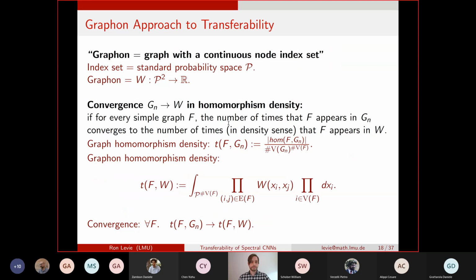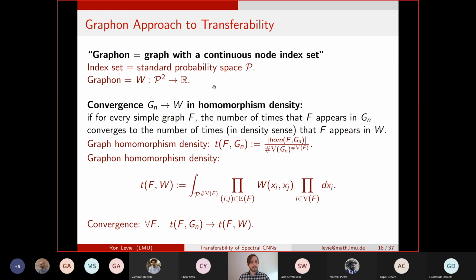Okay, now I want to talk about the second approach to transferability. This is the graphon approach. So let me start with a reminder on graphon analysis. If you don't have experience in graphon analysis, I'm going to try and explain everything intuitively. Hopefully you'll be able to follow, but don't even try to read the formulas. They're not very simple to follow.